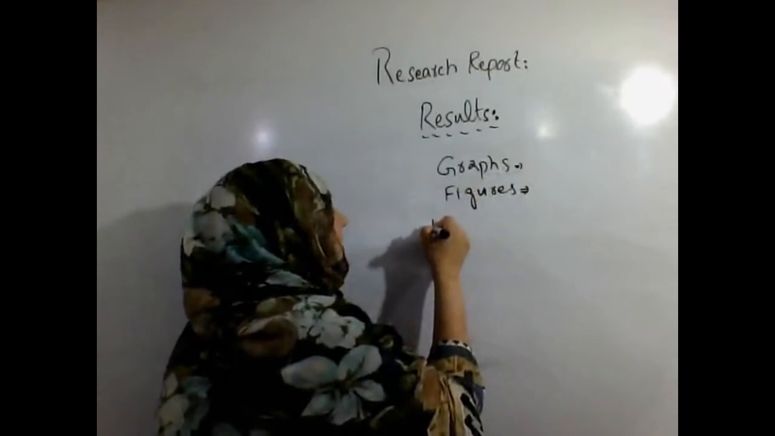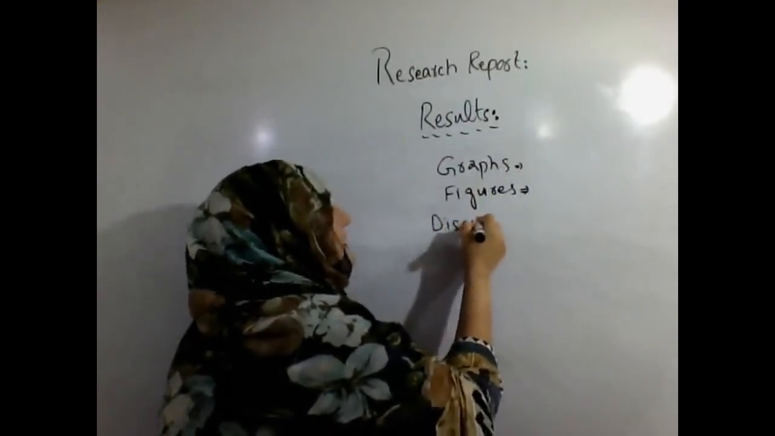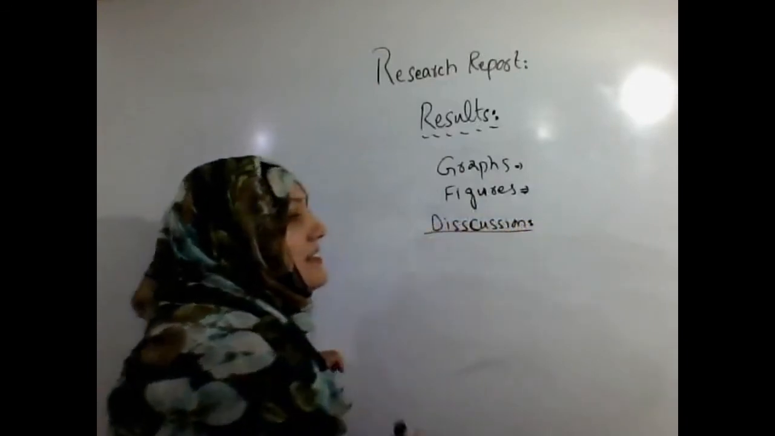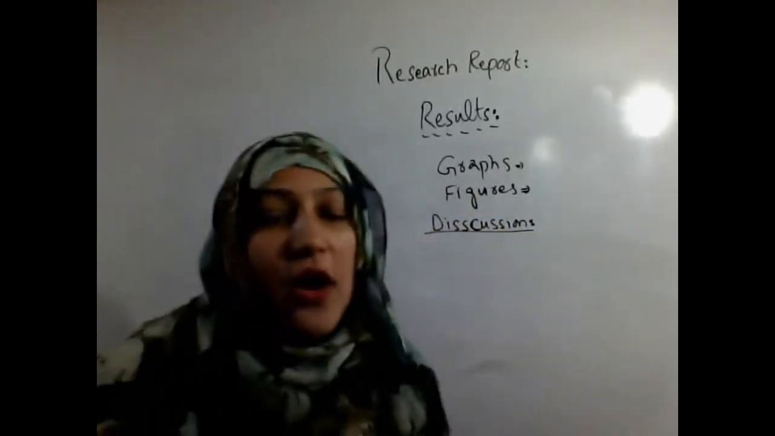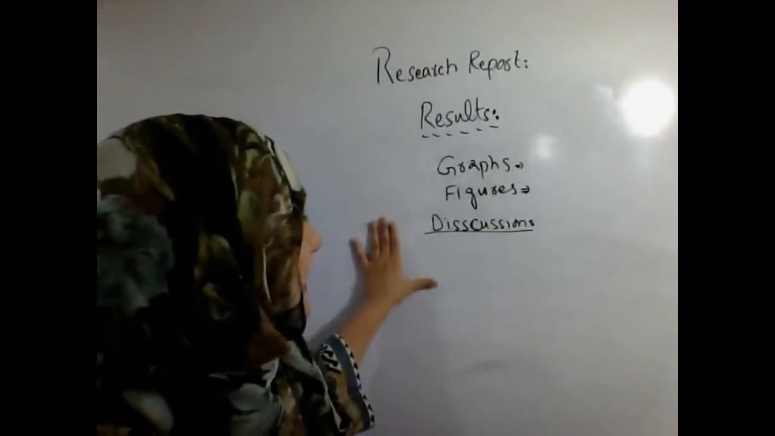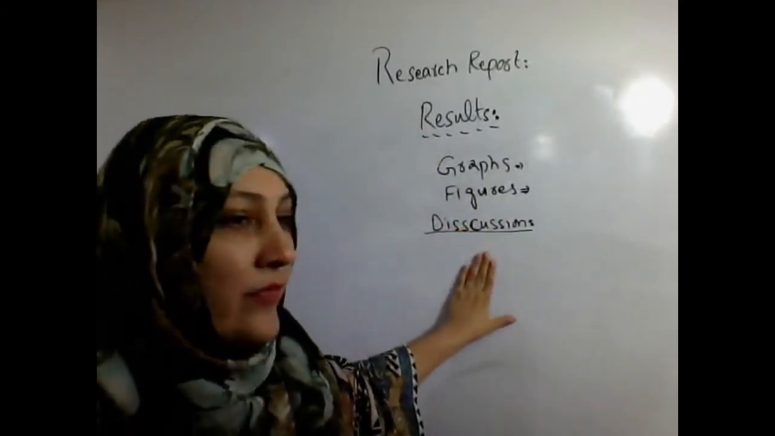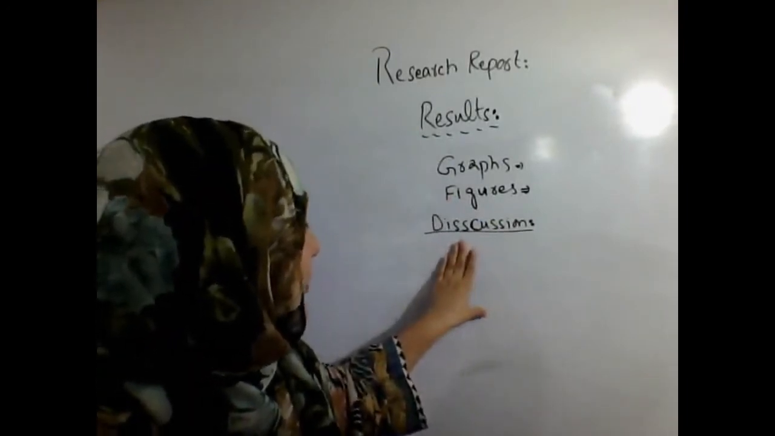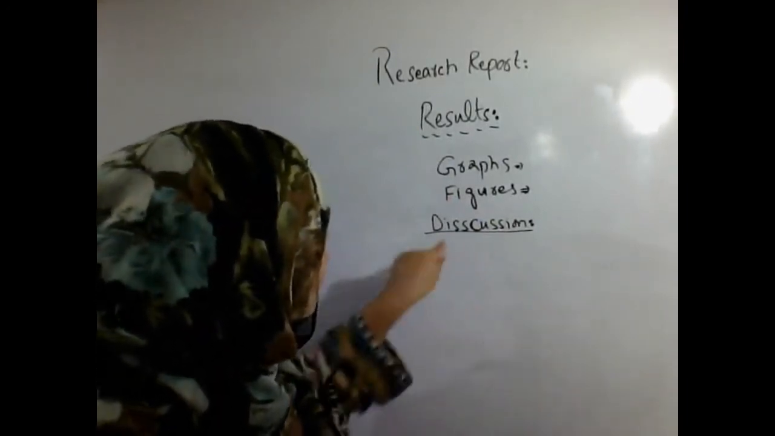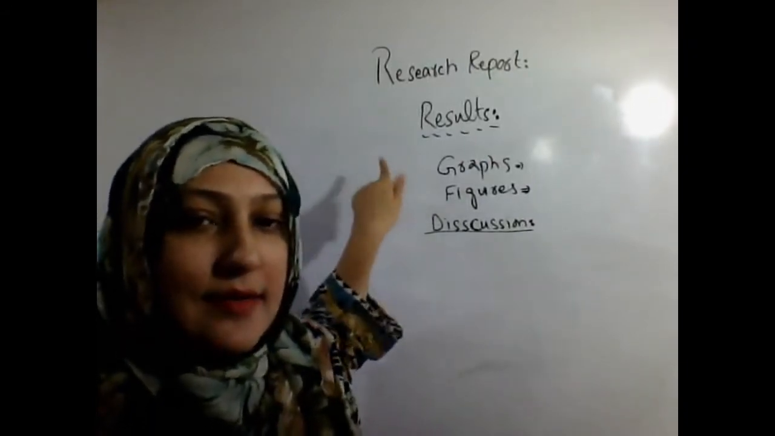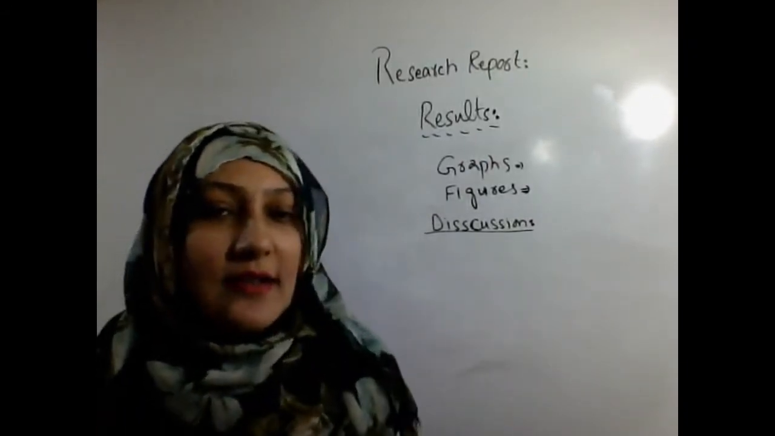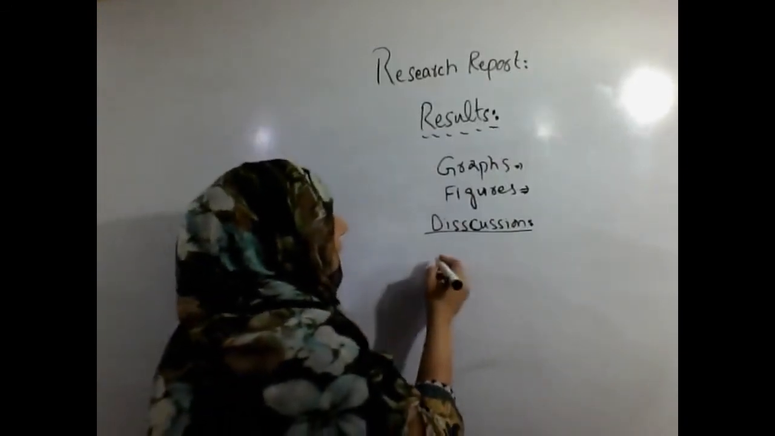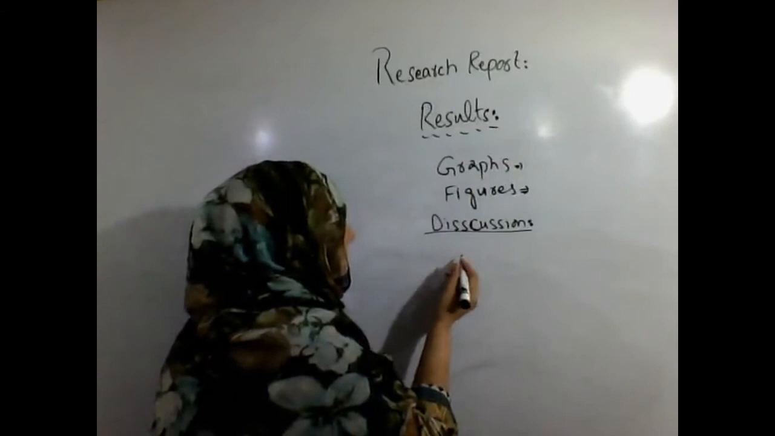After this, the next section is the discussion section. The discussion section is very important, because you have given all the results, but if you have not discussed them with the previous ones, it is incomplete. In the discussion section, you have to compare your results with the results of the other authors, with the results of the other scientists.